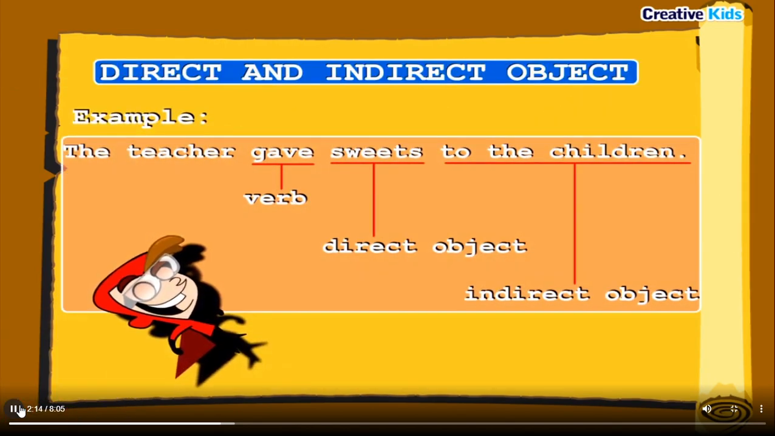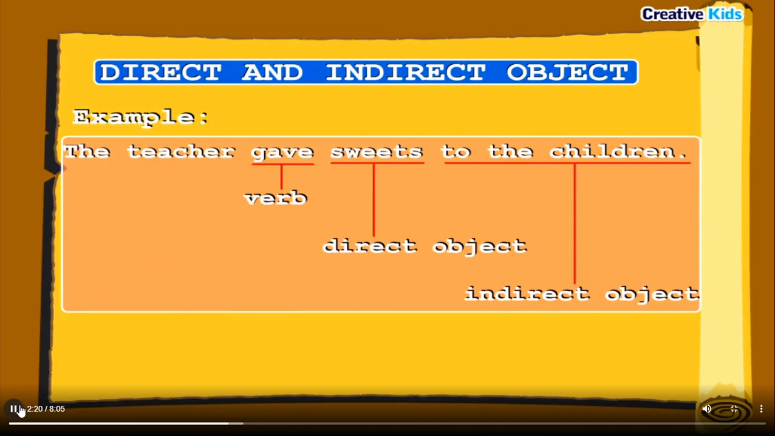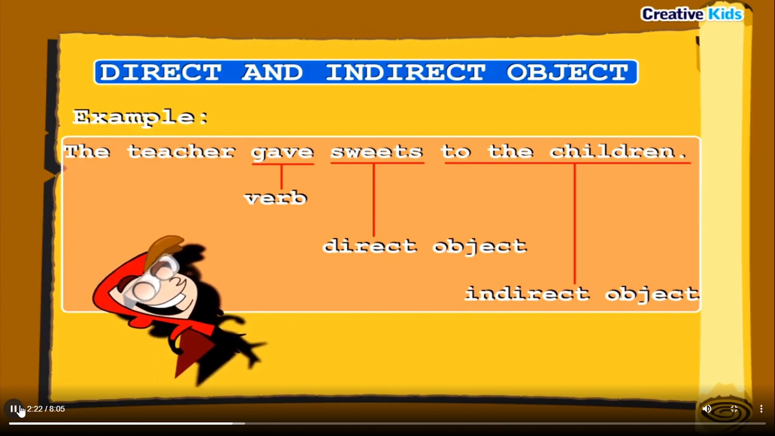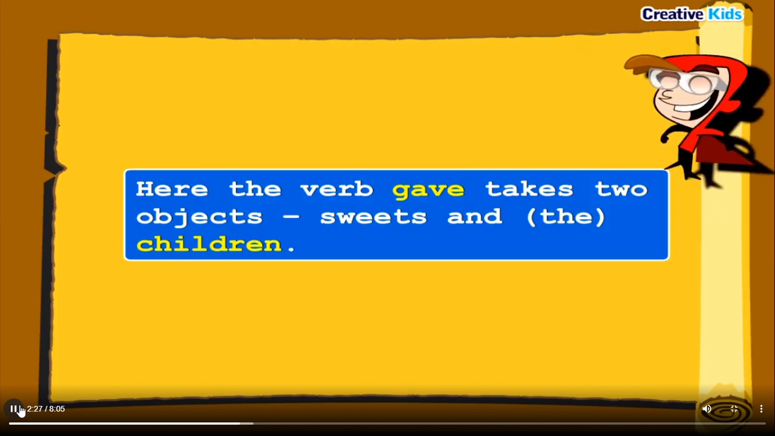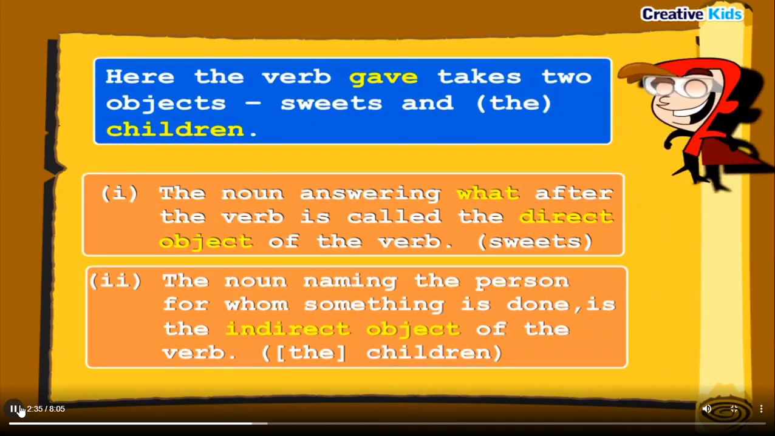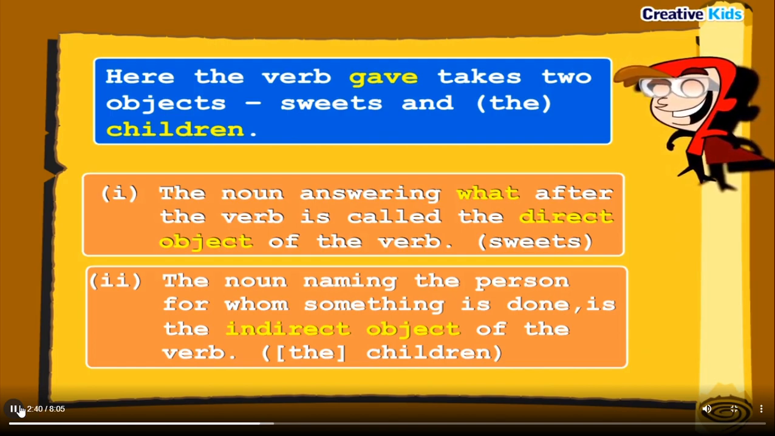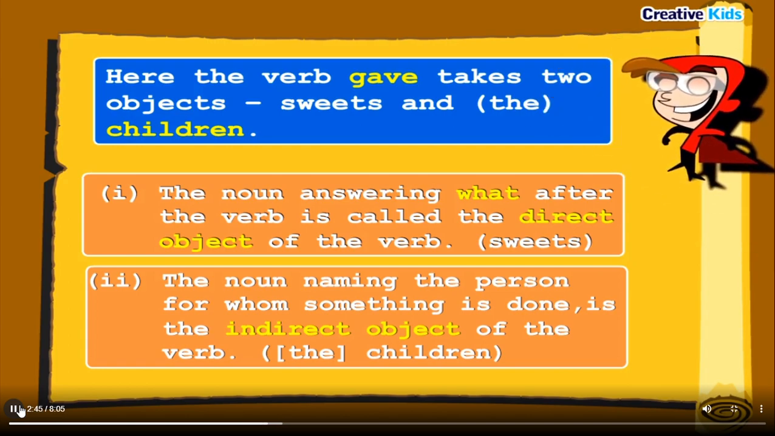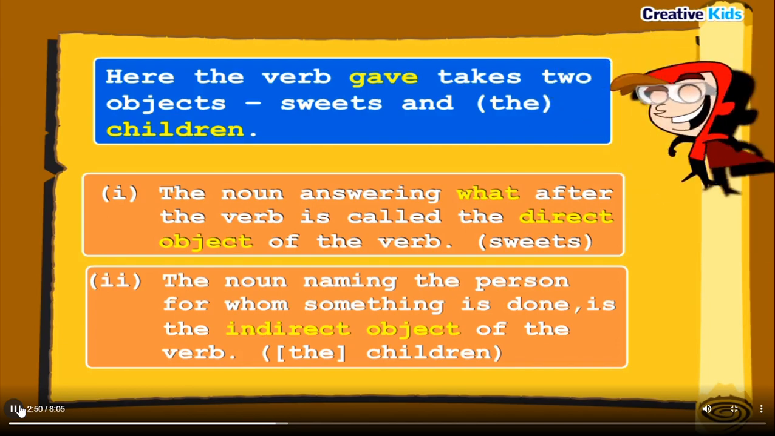Direct and indirect object. Example: The teacher gave sweets to the children. Verb, direct object, indirect object. Here, the verb gave takes two objects, sweets and the children. The noun answering what after the verb is called the direct object of the verb, sweets. The noun naming the person for whom something is done is the indirect object of the verb, the children.